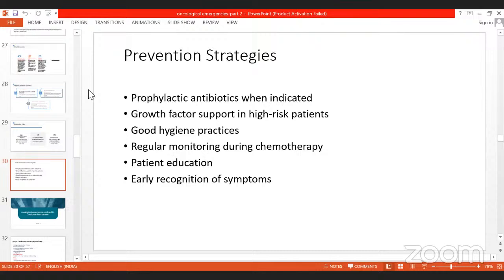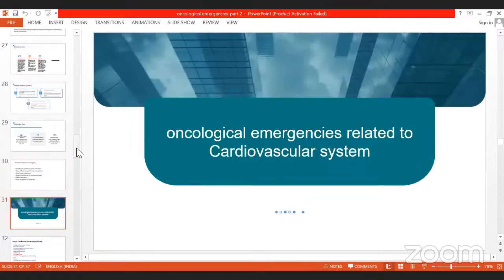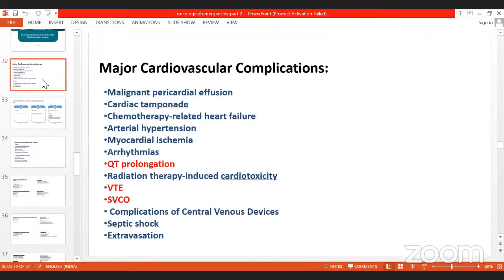And we also have to check on regular monitoring during chemotherapy, good hygiene practices, and patient education and early recognition of symptoms. So all these come under the prevention strategies to prevent febrile neutropenia. And next, coming to the cardiovascular system emergencies. So, the major cardiovascular complications which we commonly see are malignant pericardial effusion, cardiac tamponade, and chemotherapy-related heart failure, arterial hypertension, MI, arrhythmias, QT prolongation, radiation-induced cardiotoxicity, VTE, that is venous thromboembolism, superior vena cava obstruction, and complications of central venous devices, septic shock, and extravasation.